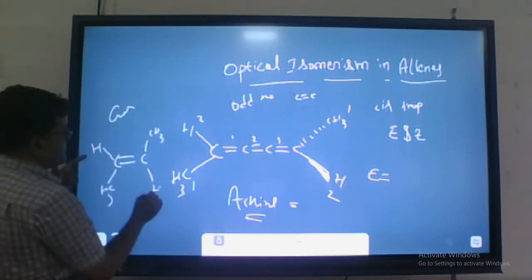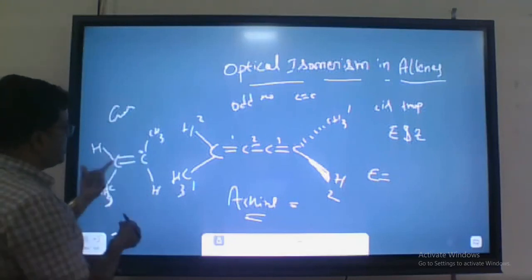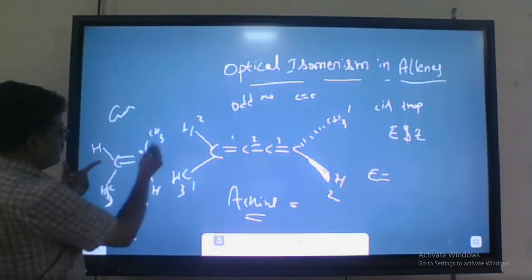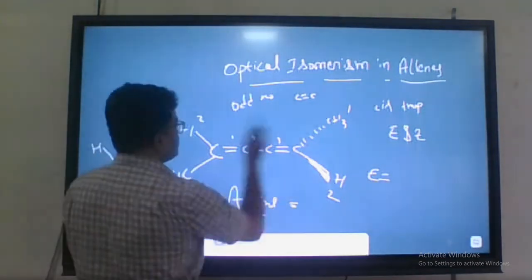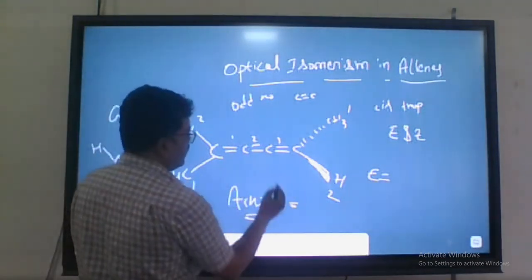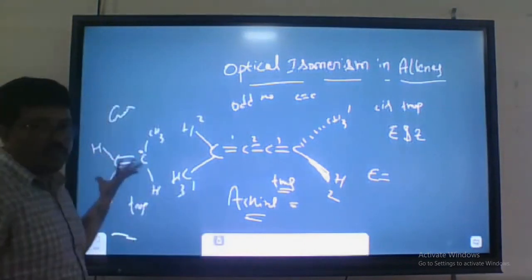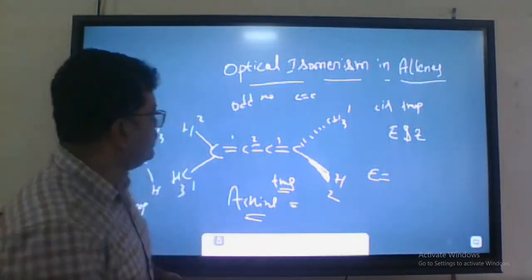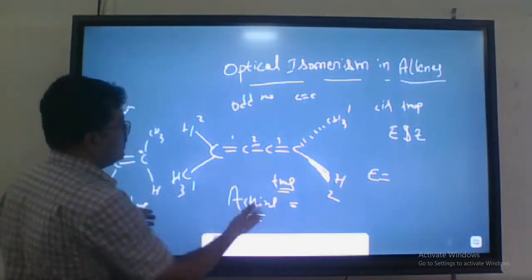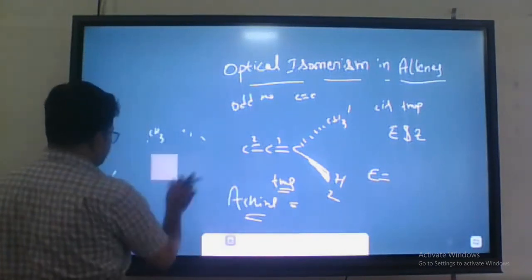CH3, H, CH3. So this is trans. The molecule is trans because CH3, H and CH3, H. That is what is chiral and trans. Odd number of double bonds. So this is optical isomerism in allenes.